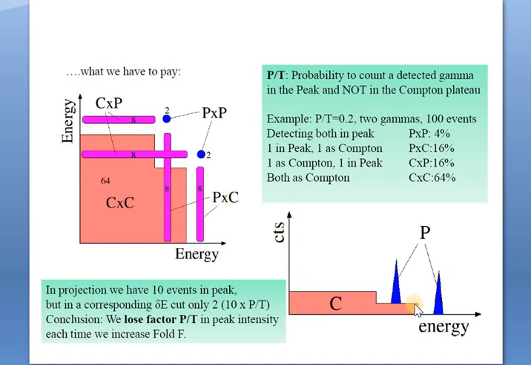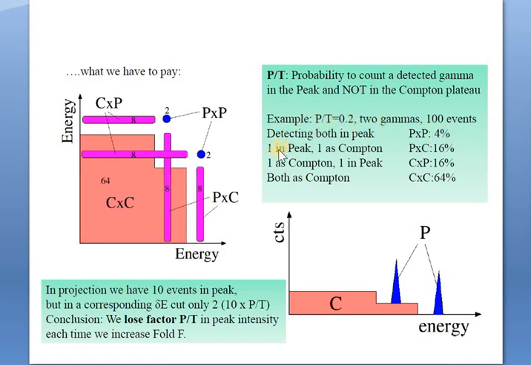Now, but we have to pay. And what is that? You see, interesting, this is the gamma spectrum. Now suppose this is a peak, right? In this gamma spectrum, peak and Compton. So you see this example, basically peak to total means the probability to count a detected gamma in the photo peak or full energy peak and not in the Compton plateau.